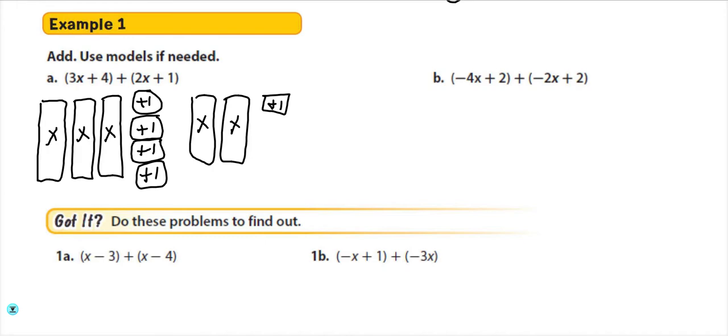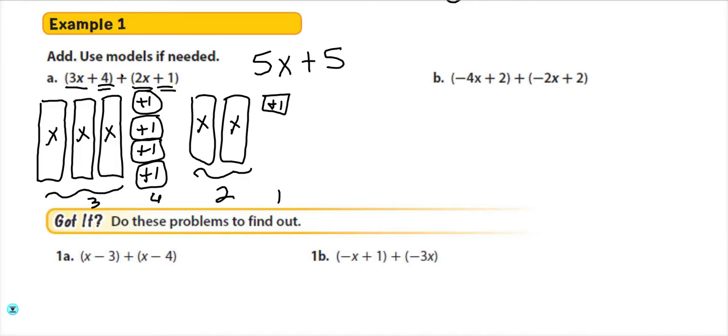Okay? So what they're wanting to do is, how many do we actually see? Well, I have 3 right here, and I have 2 right here. So we have 3 plus 2, which would be 5x. All right, now we're going to count the little units. So we have 4 here, and we have 1 here, so 4 plus 1 makes 5. Okay, what I honestly do is I just look right here. I say 3 plus 2 makes 5x. 4 plus 1 makes 5.